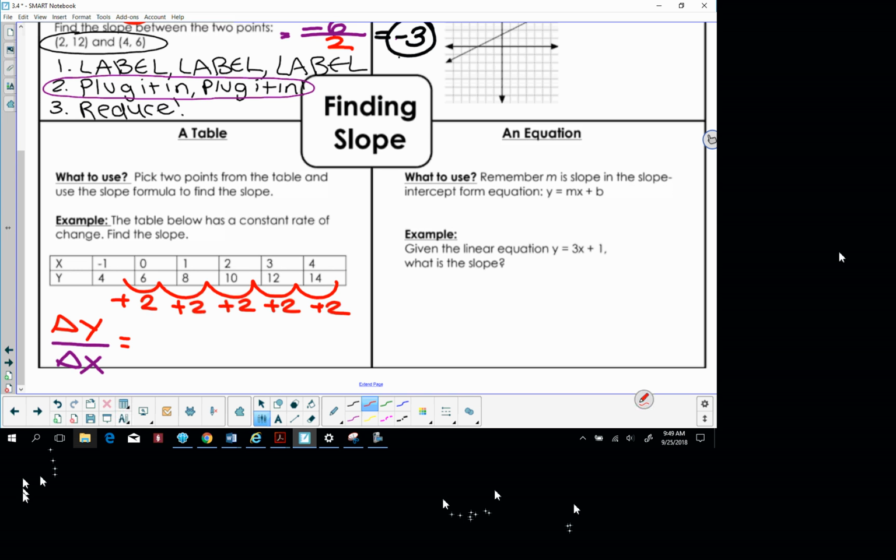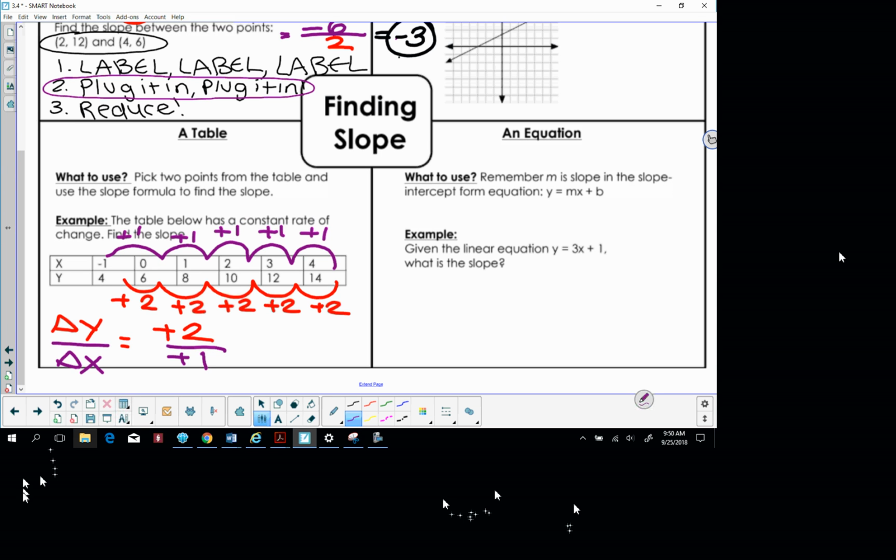So, what is happening with the y's? What are they adding by? 2. So my change in y is adding 2. What's my change in x? What's going on from here to here to here? 1. Adding 1, right? So right here, my change in x, I would put plus 1. We're almost done then. You're going to have a chance to practice.